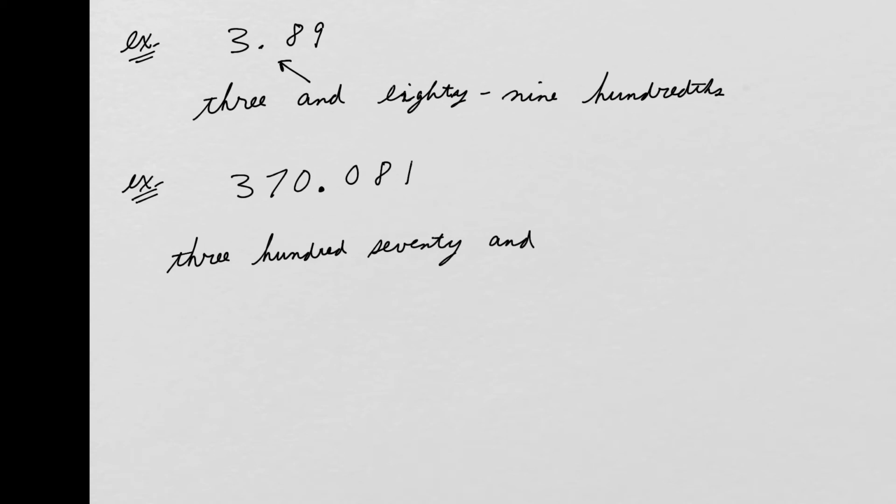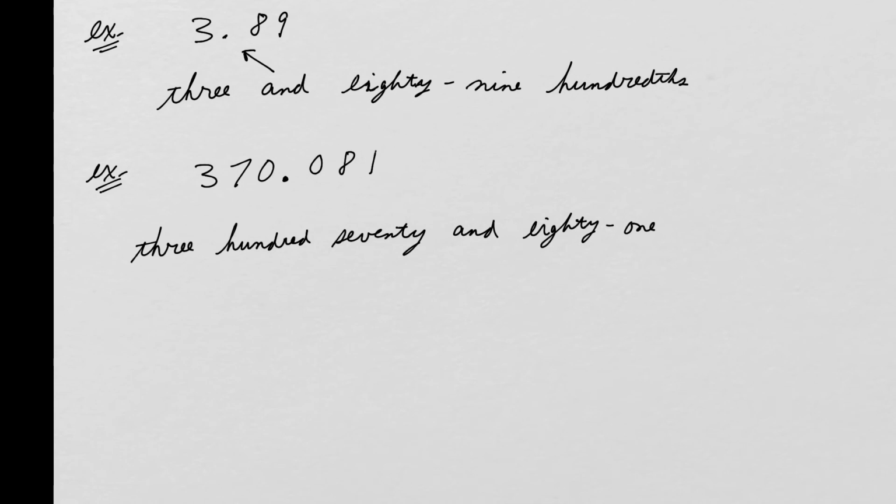And then if I read the number to the right of the decimal point just as a whole number, it's going to be 81. And then I have to give the place of the rightmost digit, which is the last digit, the 1, right? So it's in the thousands place. So this will be thousands, again with a TH.